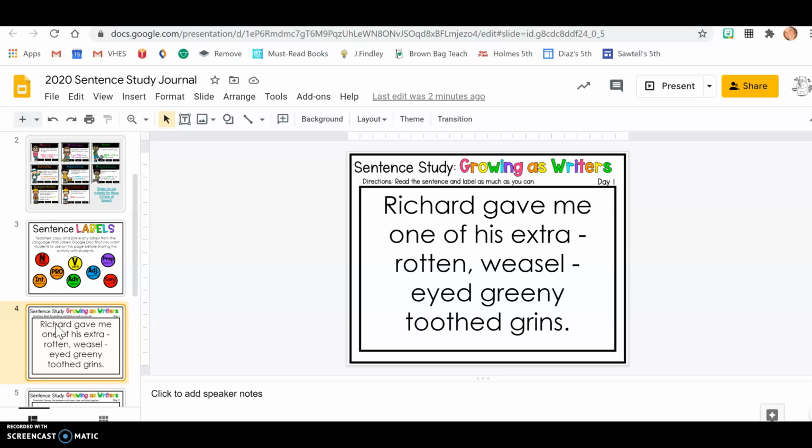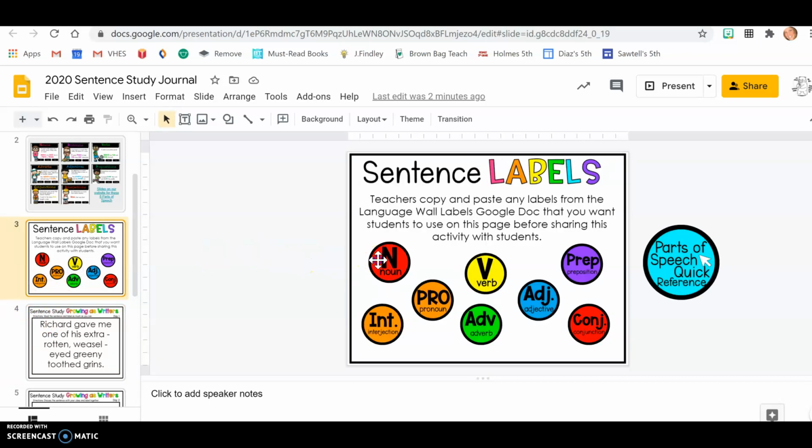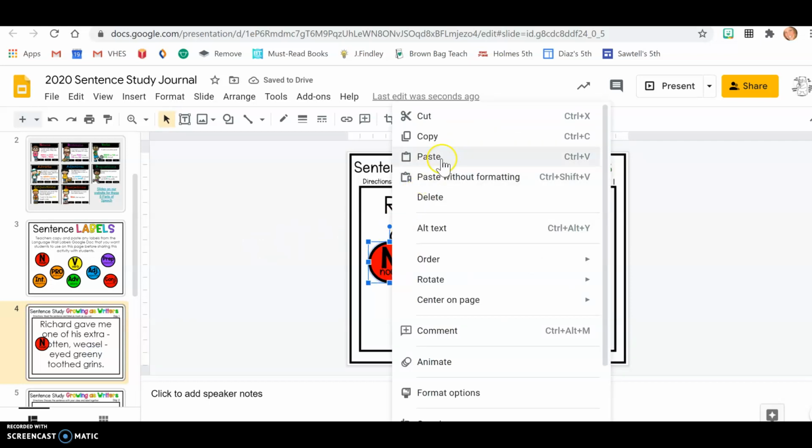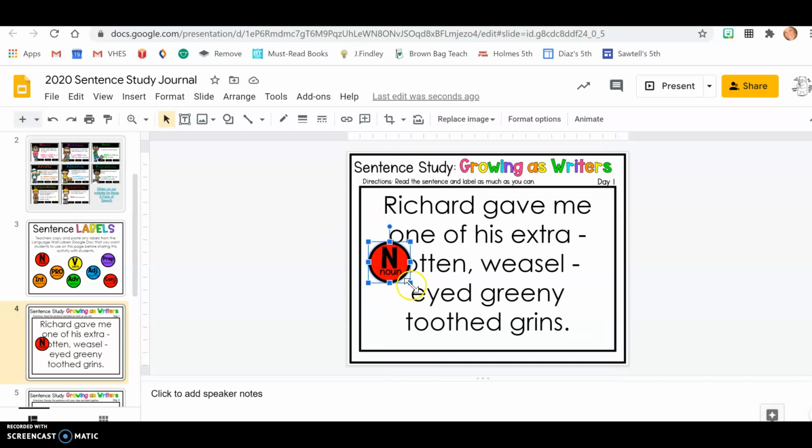Well, I know Richard is a person. So if I think of my parts of speech, I know a noun means a person. So I'm going to go back to my labels and highlight noun. I can push Control-C, which is the shortcut to copy, or I can right-click and push copy. Then I bring it back to my sentence and press Control-V to paste, or right-click and paste. This is a little big right now, so I'm going to resize it and plop it right above my noun in my sentence.